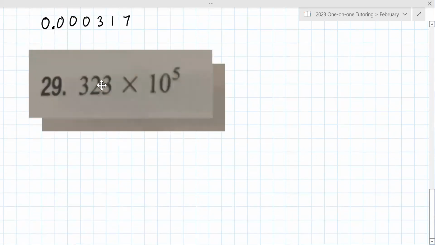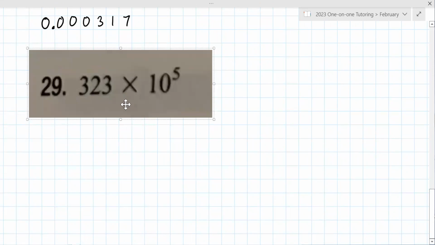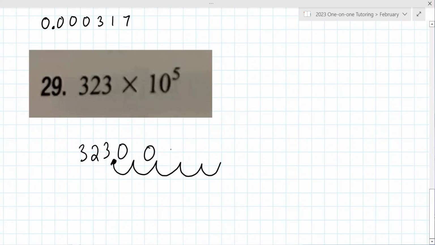So which way are we moving the decimal, left or right? To the right. And where is the decimal? At the end. Yeah, to the right there. So you move it 1, 2, 3, 4, 5. Fill in with zeros. And I like to rewrite the number.